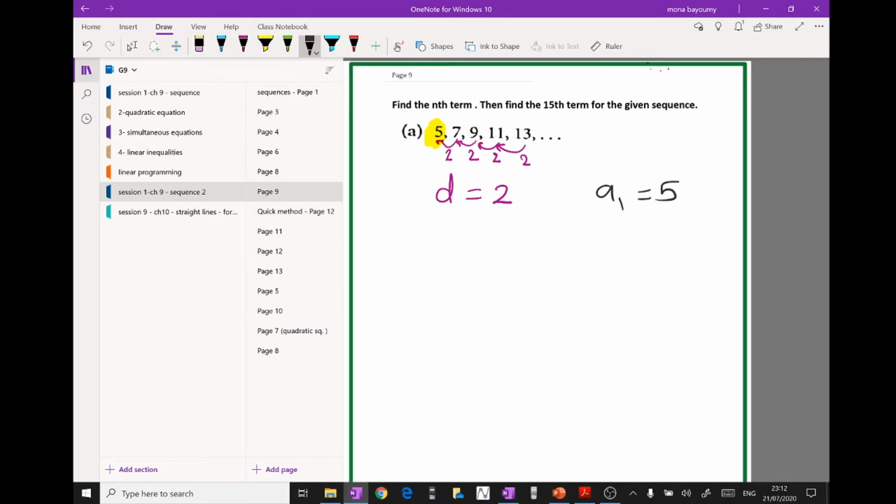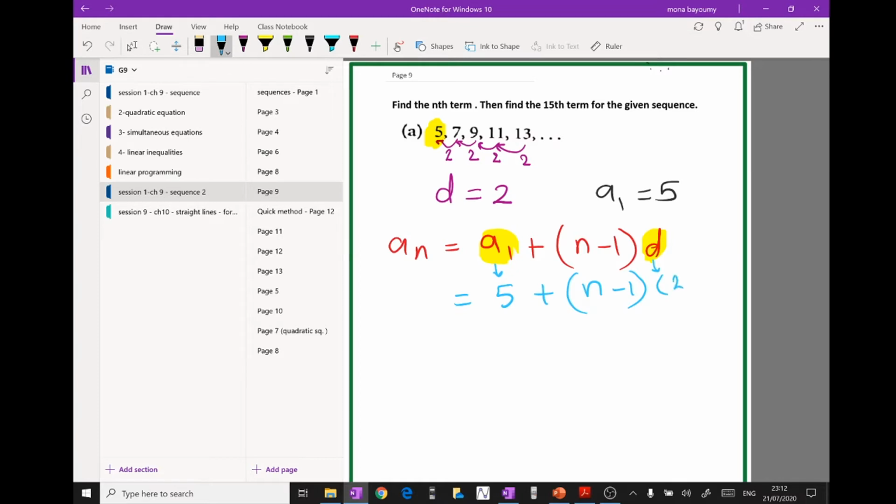Just write our formula: an equals a1 plus n minus 1 times d. Substitute a1 and d to find the nth term. So it is equal to a1, which is 5, plus n minus 1 times d, which equals 2. Now multiply to expand the bracket.